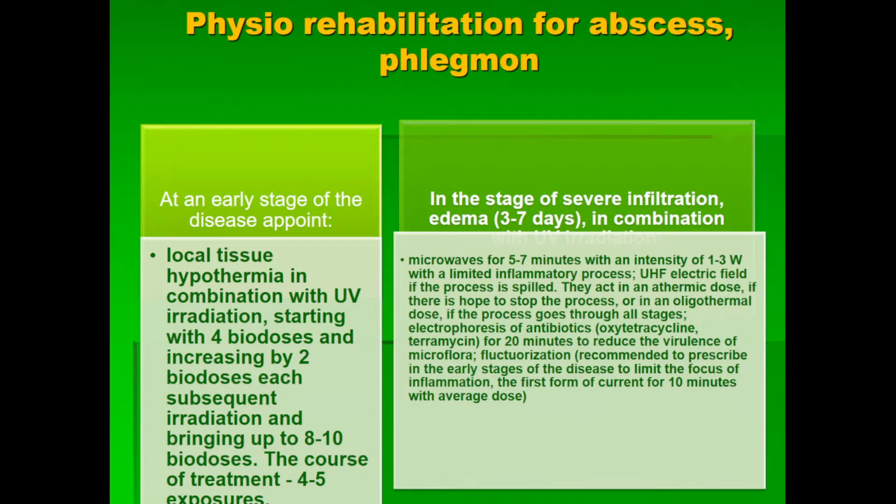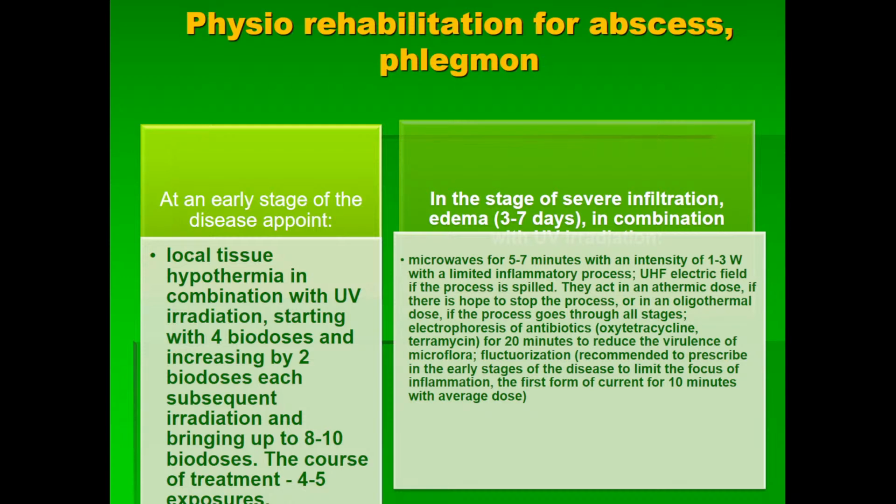How about physiotherapy rehabilitation for abscess and phlegmon in the early stage, before the formation of purulent changes? Appoint local tissue hyperthermia in combination with ultraviolet radiation, starting with 4 biodoses and increasing by 2 biodoses with each subsequent irradiation, up to 8 to 10 biodoses. The course of treatment is 4 to 5 exposures.